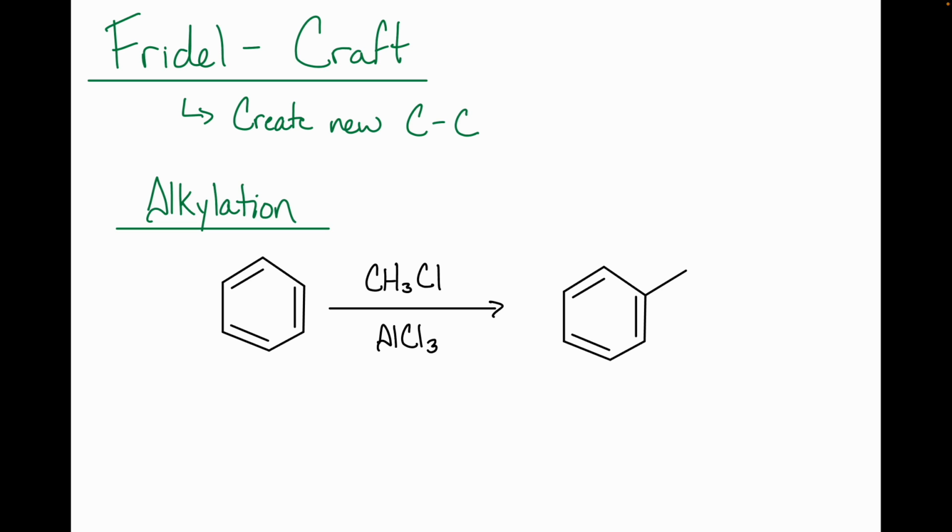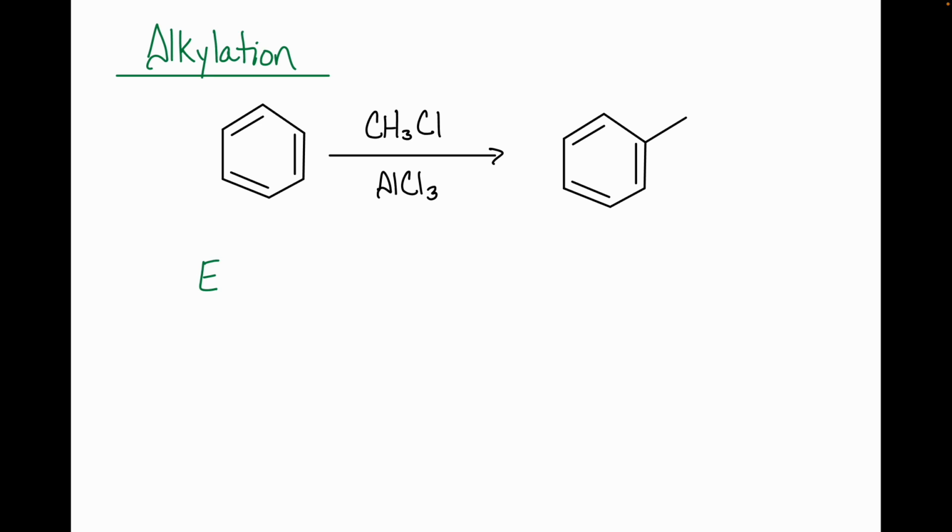What the aluminum chloride does effectively is pull that chlorine off of that carbon, leaving you with a carbocation. A great electrophile, right? Again, electrophile is electron deficient. You don't get much better of an electrophile than a carbocation. So our electrophilic species is that carbocation.